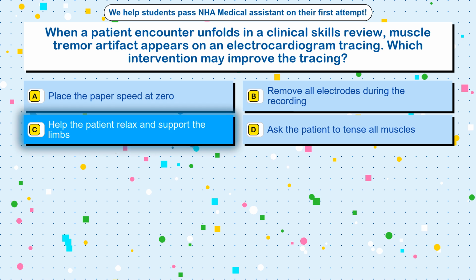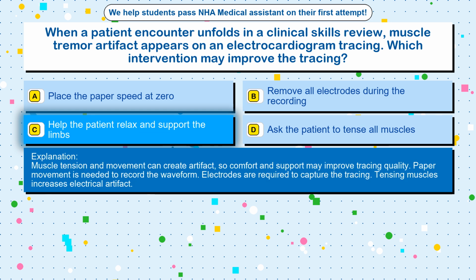Help the patient relax and support the limbs. Muscle tension and movement can create artifact, so comfort and support may improve tracing quality. Paper movement is needed to record the waveform. Electrodes are required to capture the tracing. Tensing muscles increases electrical artifact.